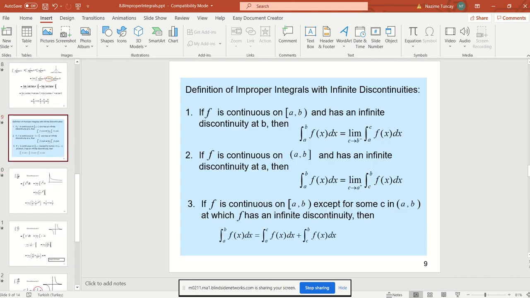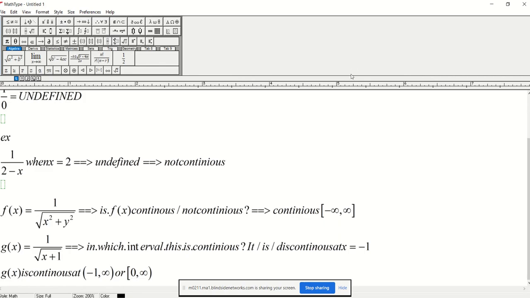Okay, and what else did we do? We talked about being continuous and not continuous. We say that 1 over 0 is not defined, and here when x is 2, our function is not defined, so it's not continuous. Being not defined is being not continuous. Okay, so here this is continuous because x squared is always positive, and the square root is defined here.